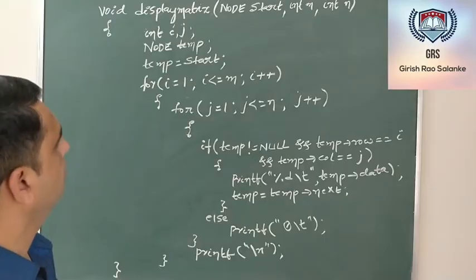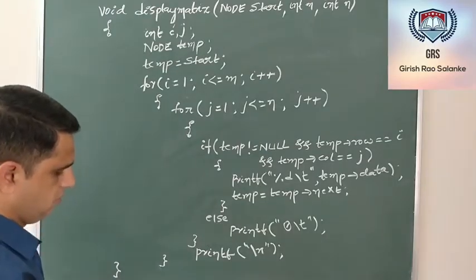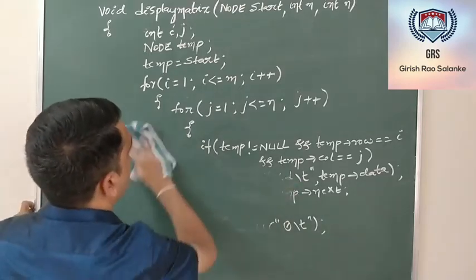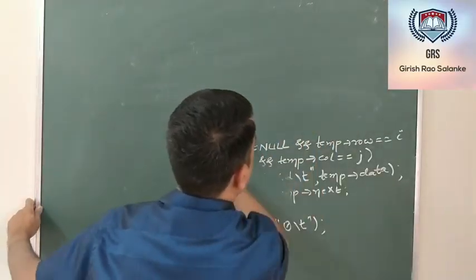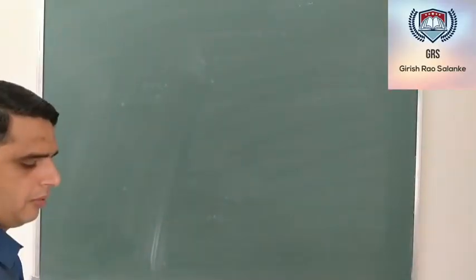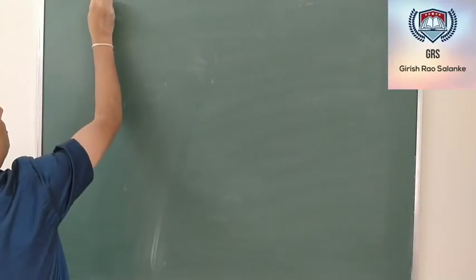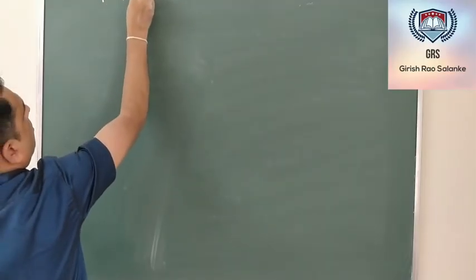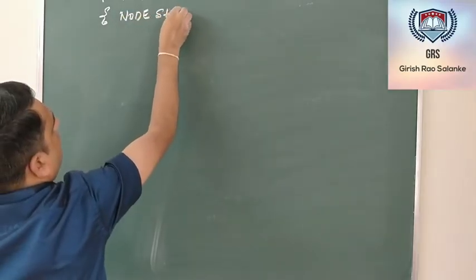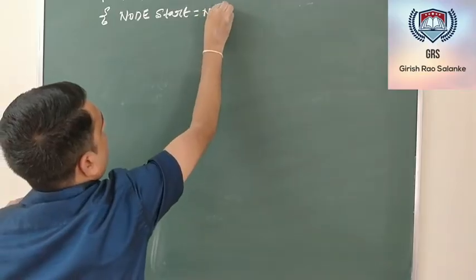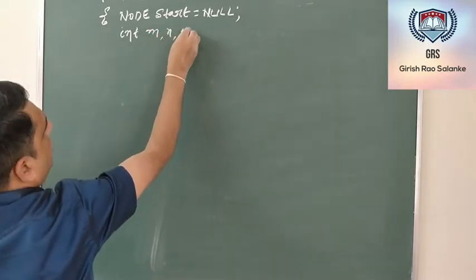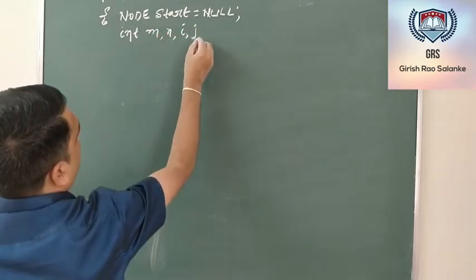Now, finally, we'll come to the main function. Now in the main function, int main, declare variable start, node start. First and foremost thing, initialize null to start. Int m, n, I, j, item.